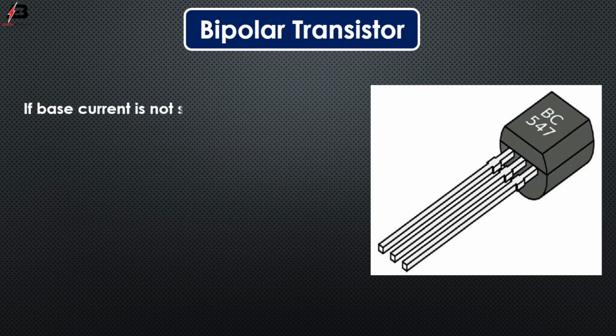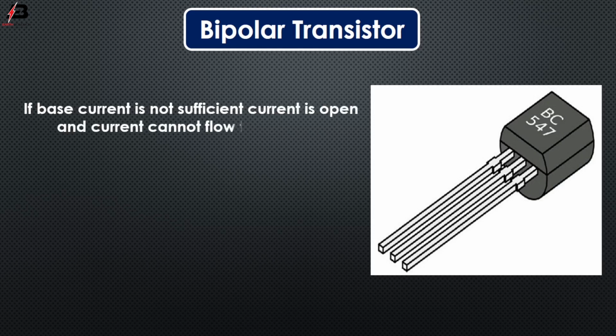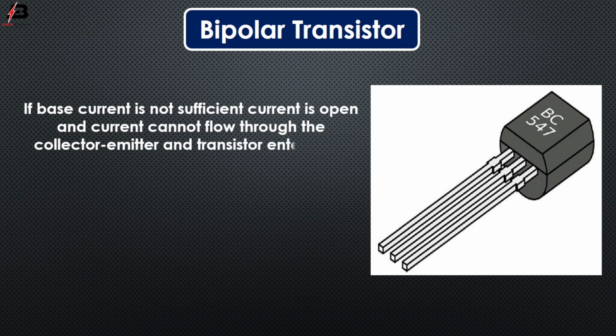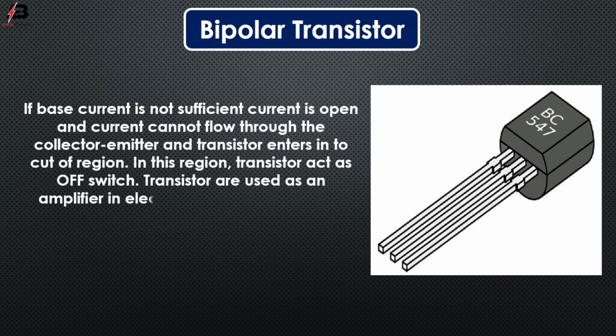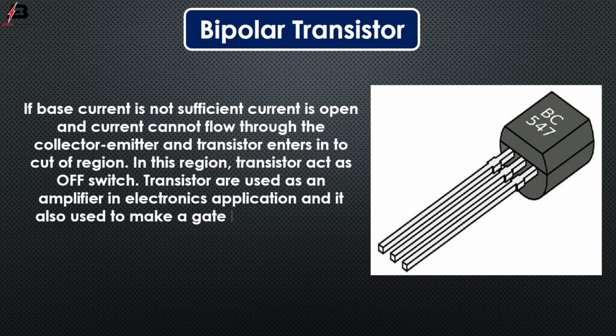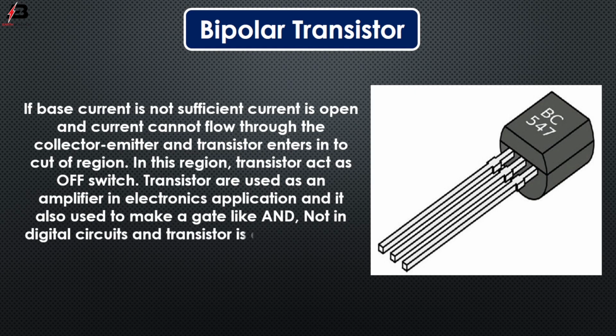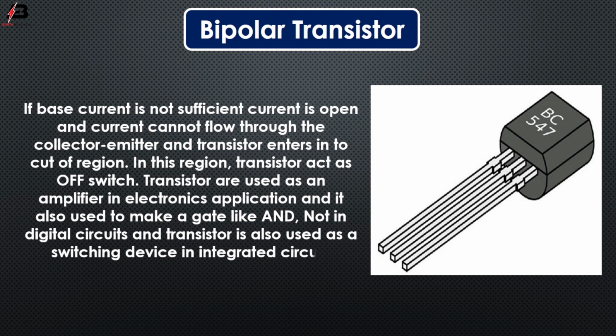If base current is not sufficient, the circuit is open and current cannot flow through the collector and emitter, and the transistor enters into the cut off region. In this region, the transistor acts as an off switch. Transistors are used as amplifiers in electronic applications, and are also used to make gates like AND and NOT in digital circuits, and as a switching device in integrated circuits.